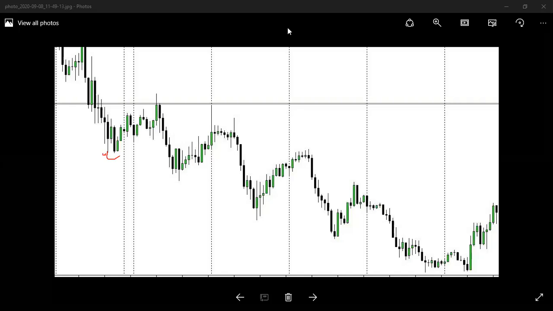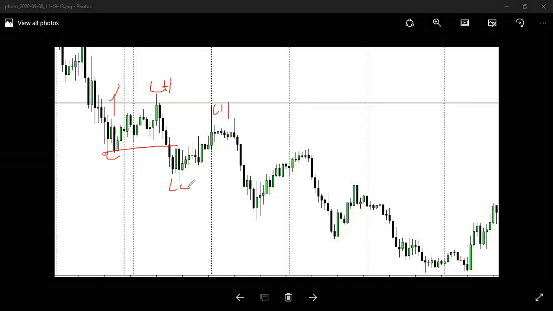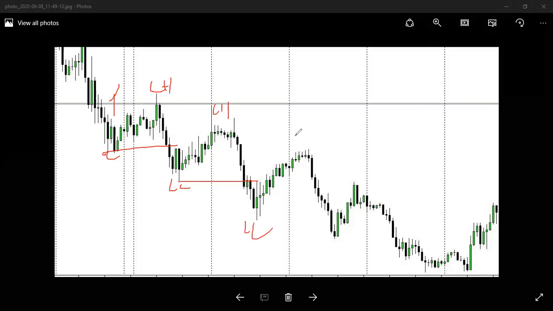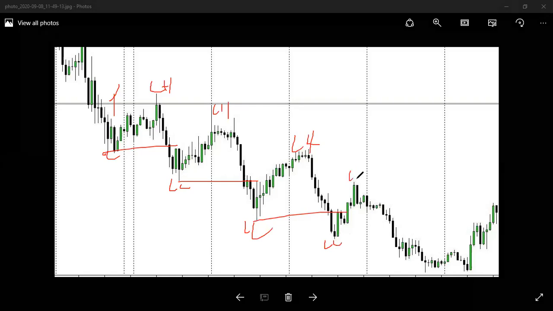Okay. So as you can see, lower low, lower high. All these lower highs are in premium. Break market structure. Lower low, lower high, also in premium. Break market structure. Lower low, lower high, in premium. Break market structure. Lower low, lower high, in premium. Break market structure.